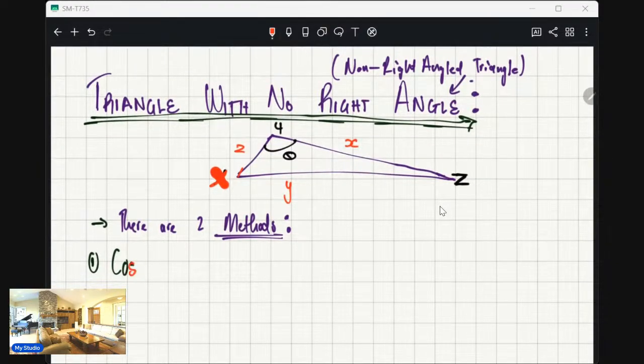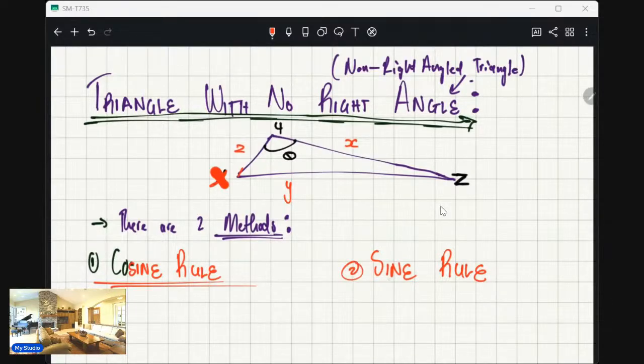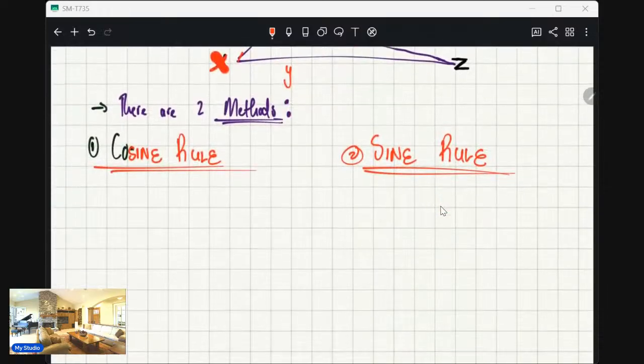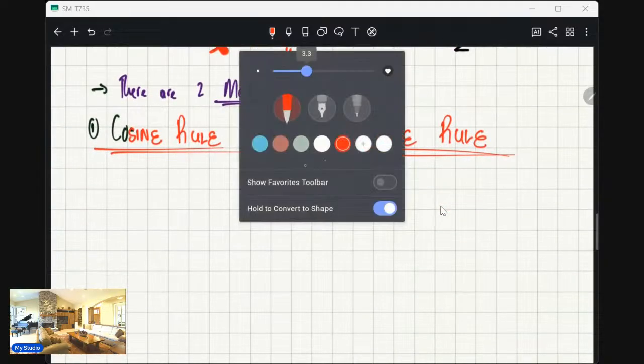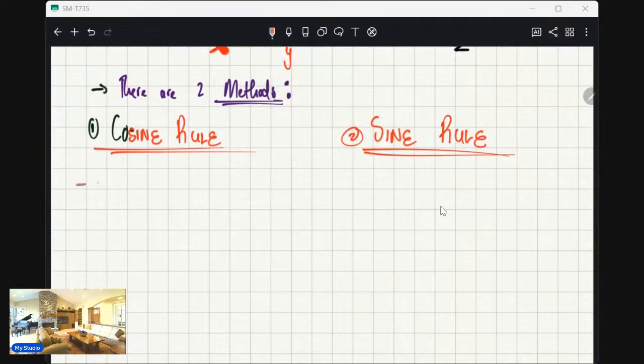Now we have two methods that we use when we are solving. We have the cosine rule and we have the sine rule, right? So let's see how it goes. For the cosine rule, when do we use it? Use it when you are given... What are you given for you to use the cosine rule? Tell me now.